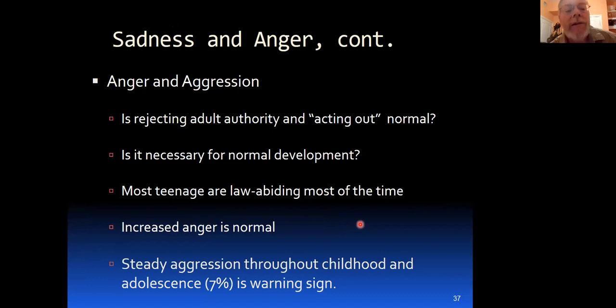Now, shifting to dealing with strong feelings of anger and aggression. Again, we noted earlier, rejecting adult authority, acting out, is that normal? No, it is not, okay? Not completely rejecting adult authority, acting out. Most teenagers are law-abiding most of the time. Increased levels of anger during adolescence, though, are normal. This is very common. But steady aggression that occurs throughout childhood and adolescence happens in about 7% of children and adolescents. That's a warning sign if this aggressive behavior has been occurring even previously.